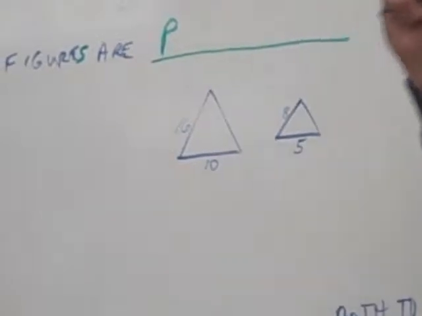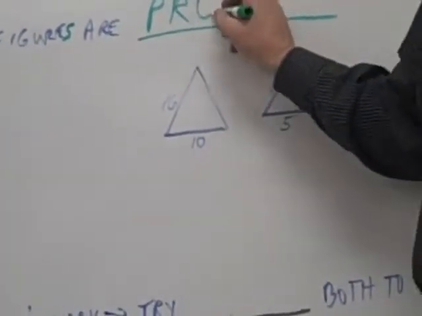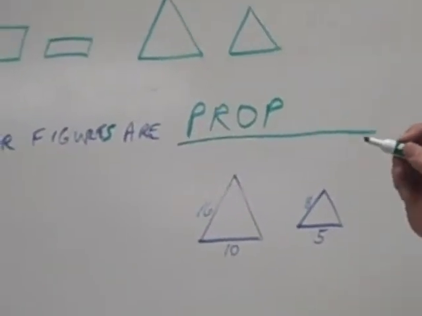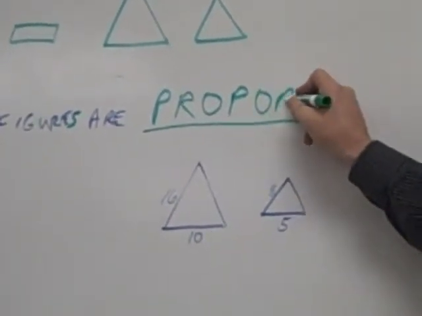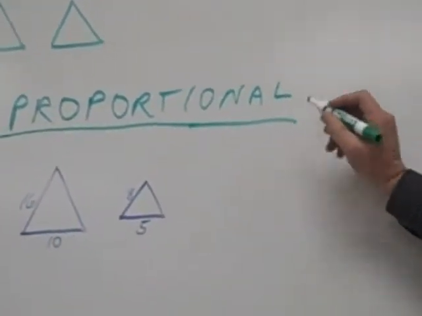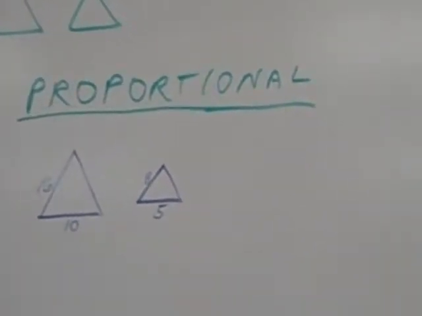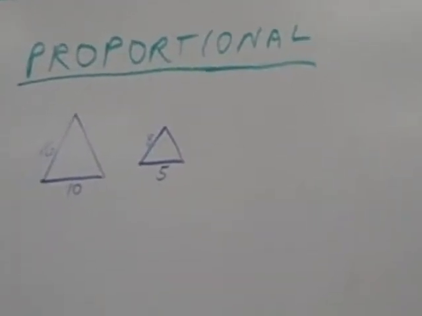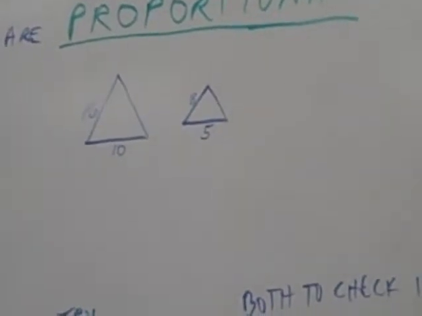Starts with P, R. Prime. Professional. Protractor? No. Proper. Proportion. There you go, somebody did it. Allison. Proportional. Similar figures are proportional. And we worked with proportions last semester. Oh, but we got to remember them because they came back to haunt us.